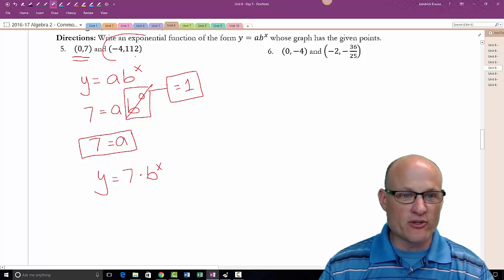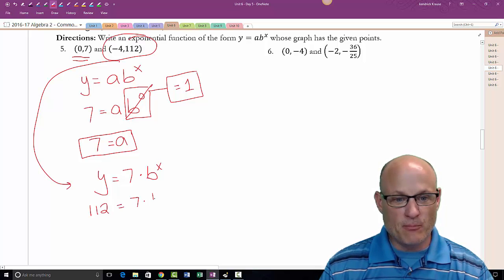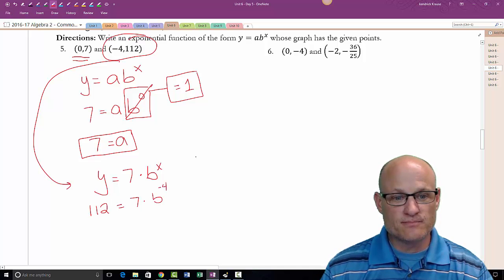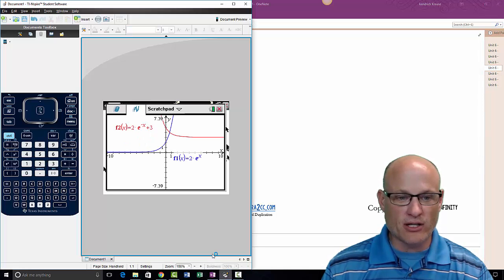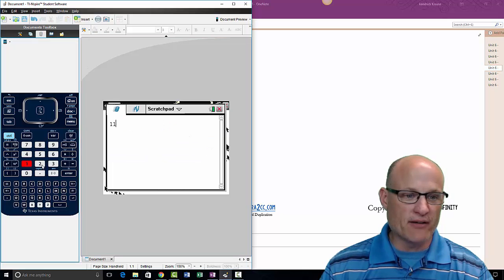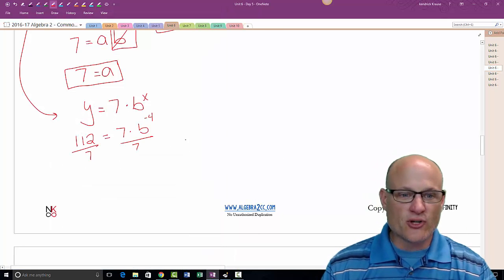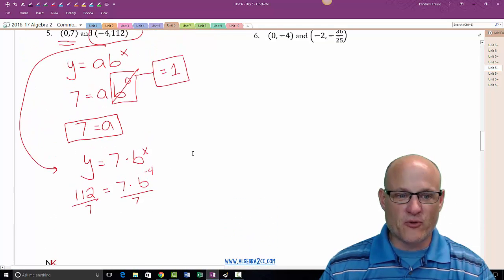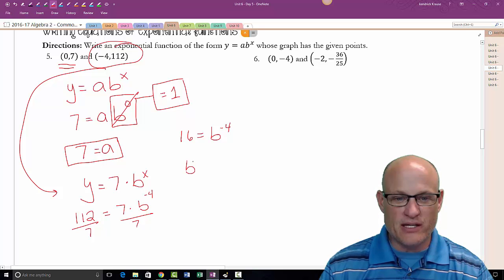So now I'm going to use this point down here. In for y goes 112, and x is negative 4: 112 equals 7 times b to the negative 4. Now we're going to have to remember what we did yesterday. I'm going to divide by 7. Grab my calculator, unless you guys know that by hand, right? 112 divided by 7. Does it go in nicely? It does, 16 times. So be careful with this one just because that's 4 and 16. Don't get all excited. It's 16 is equal to b to the negative 4. Now, I don't like the way this is written, so I'm going to write b to the negative 4 is equal to 16.